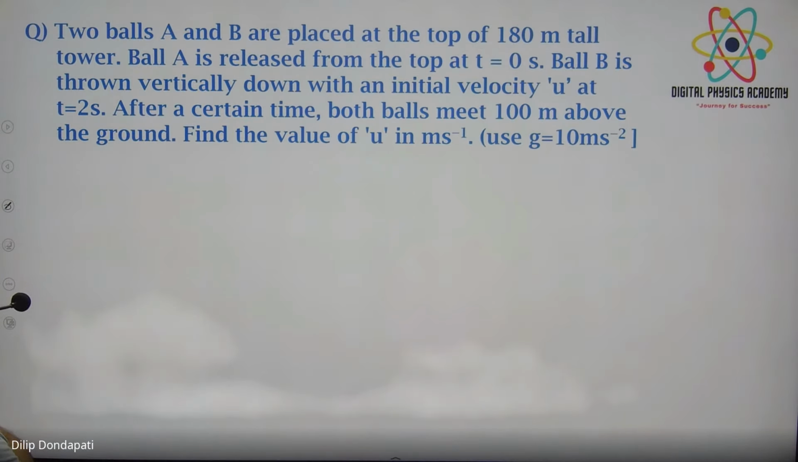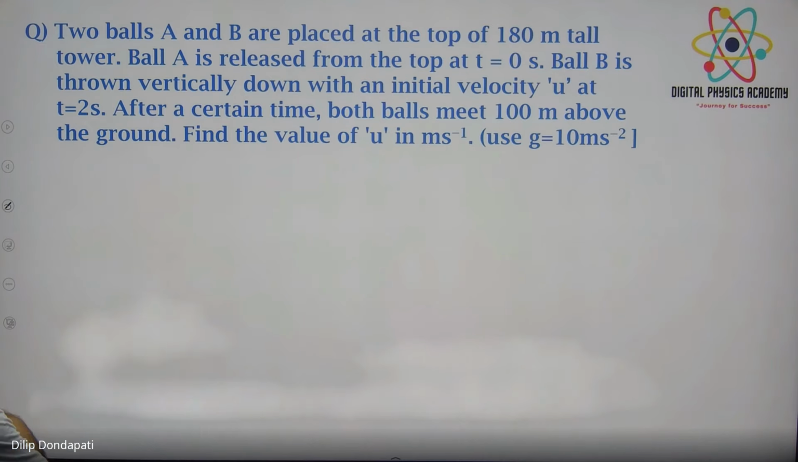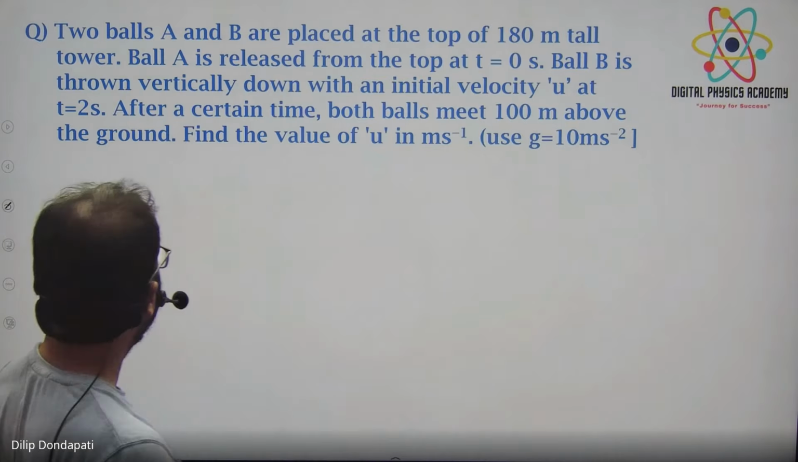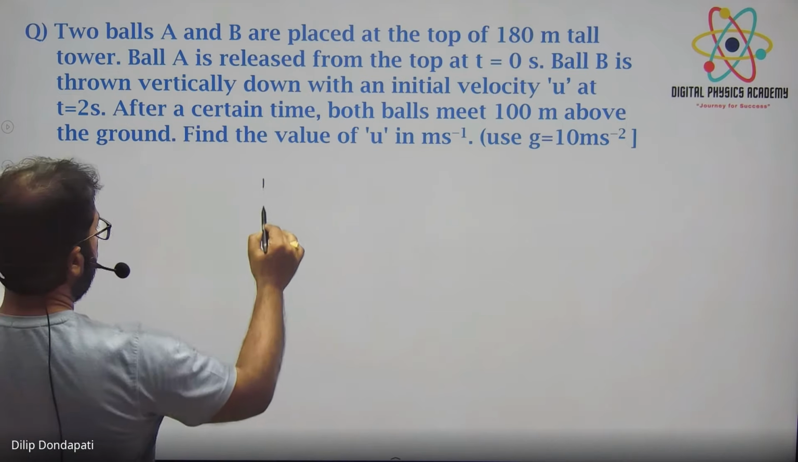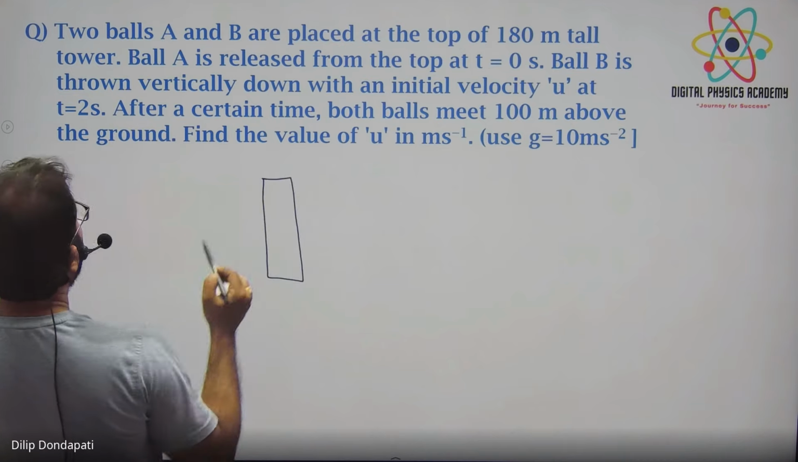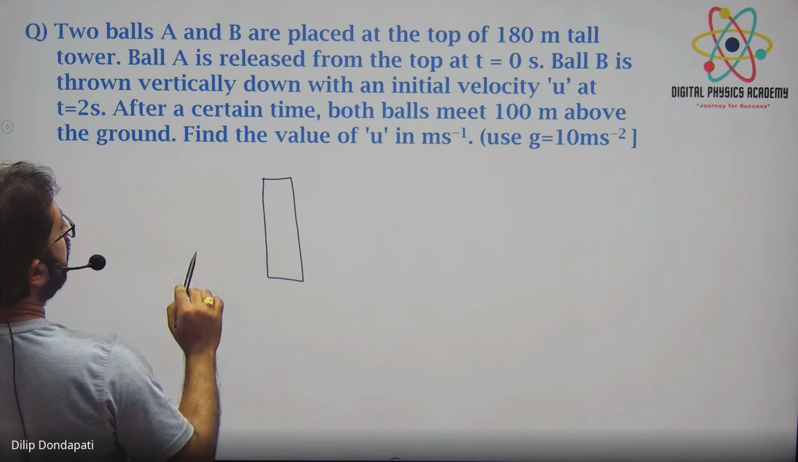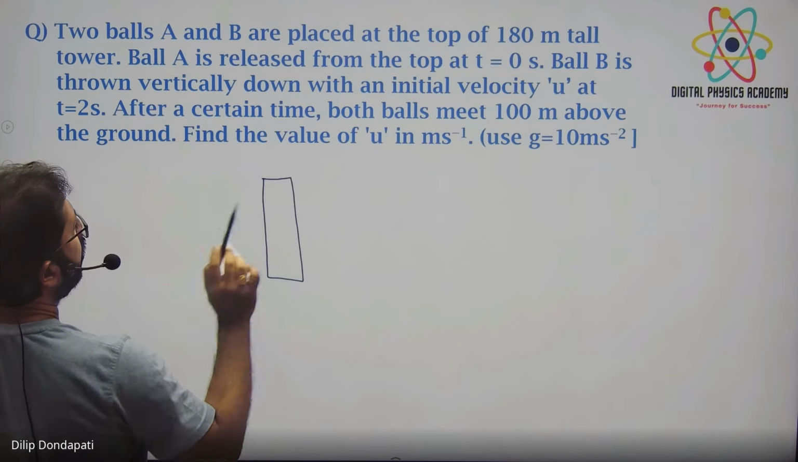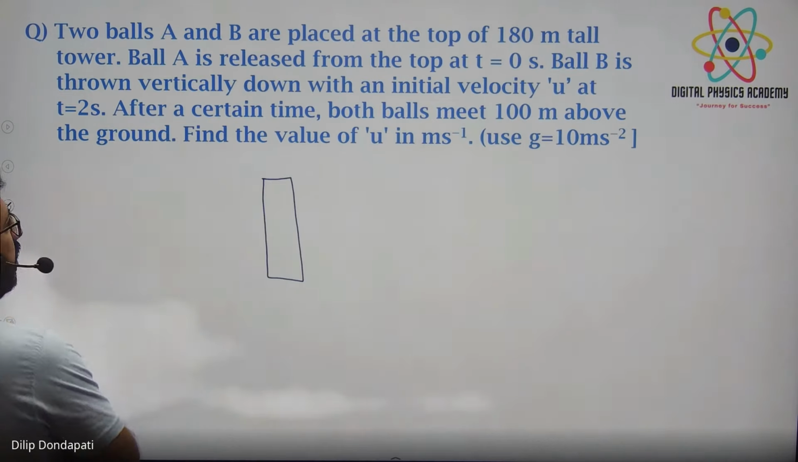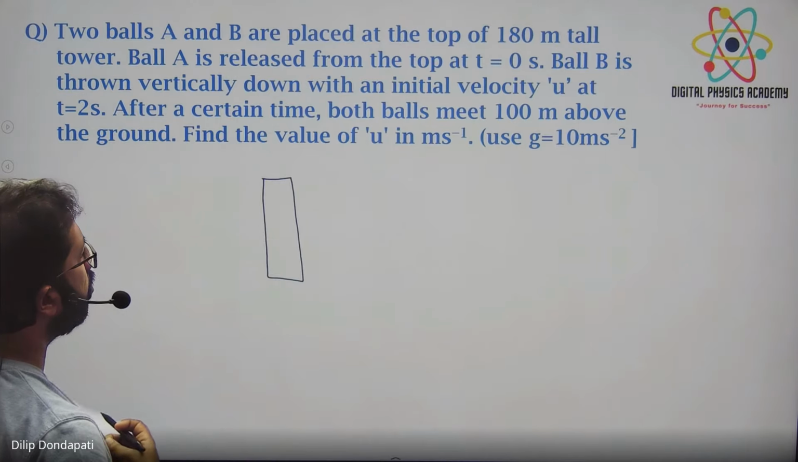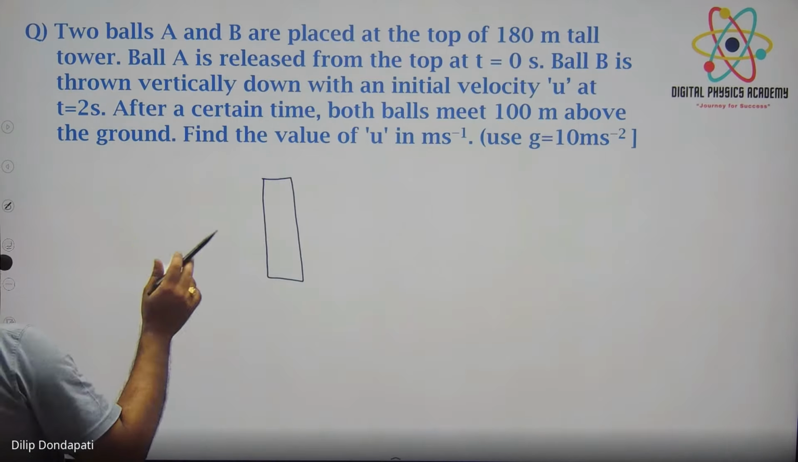Two balls A and B are placed at... So is it on the same tower? Same tower only. Okay. So what is it saying? Two balls A and B are placed at the top of a 180 meters tall tower. Ball A is released from the top at 0 seconds. Ball B is thrown vertically downwards with velocity u at t equal 2 seconds. After a certain time, both balls will meet 100 meters above the ground. What is the value of u?